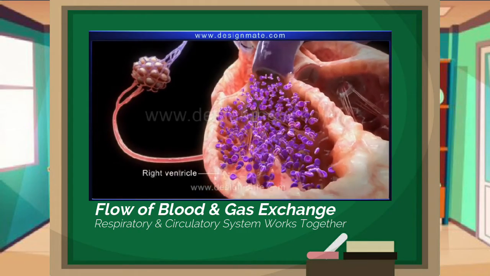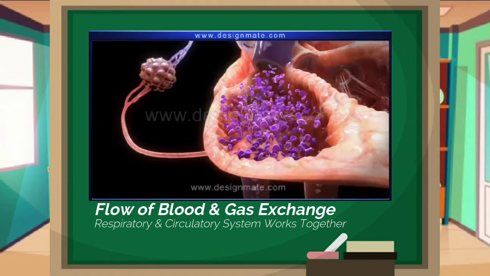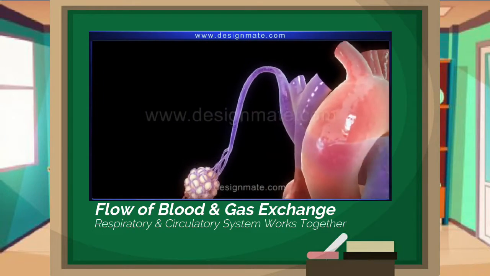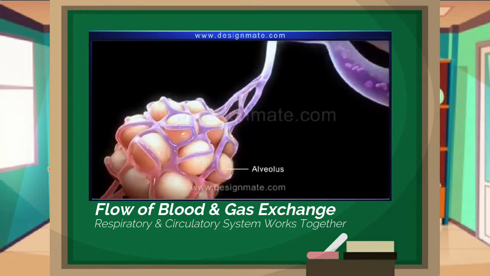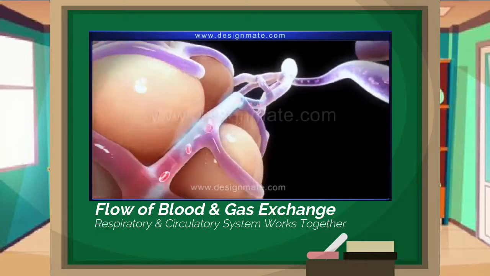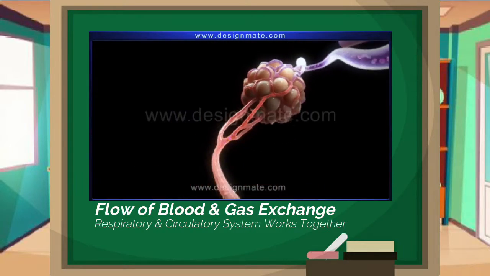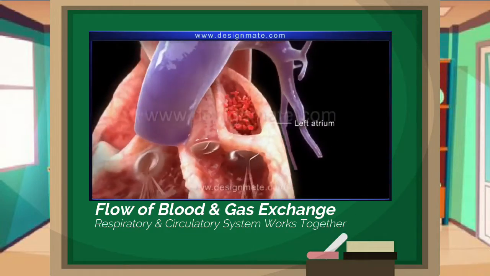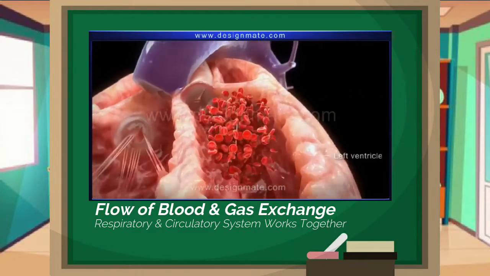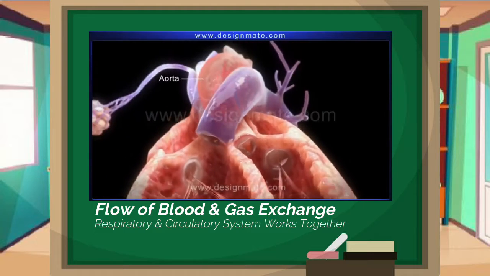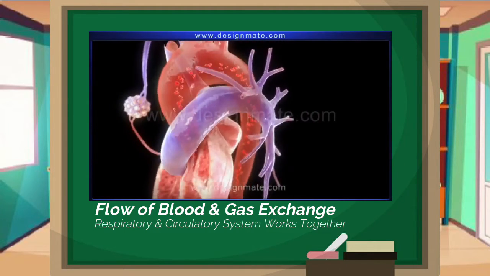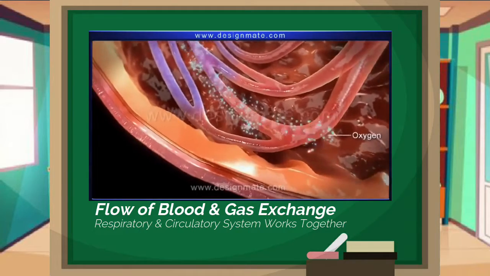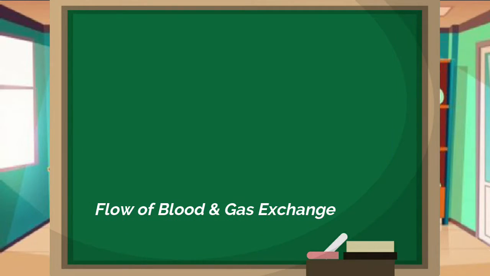From the right ventricle, it flows to the pulmonary valve, to the pulmonary artery, and to the alveolus in the lungs. On the other side, the oxygen-rich blood or the oxygenated blood from the alveoli in the lungs flows to the left atrium of the heart, to the bicuspid valve, and is moved to the left ventricle to the aortic valve, and is pumped to the aorta, which is the largest artery in our body, and from the aorta to the different parts of the body.